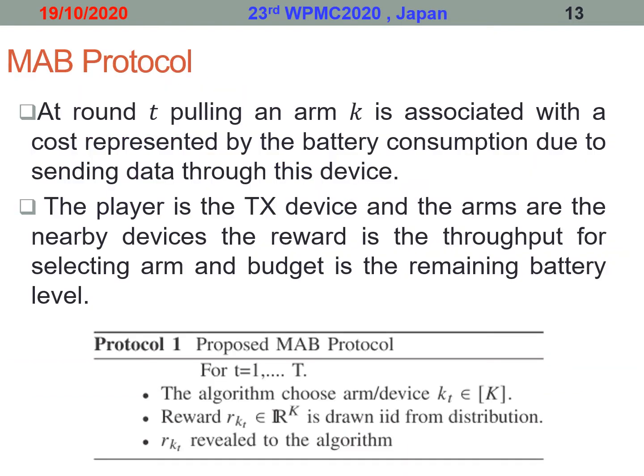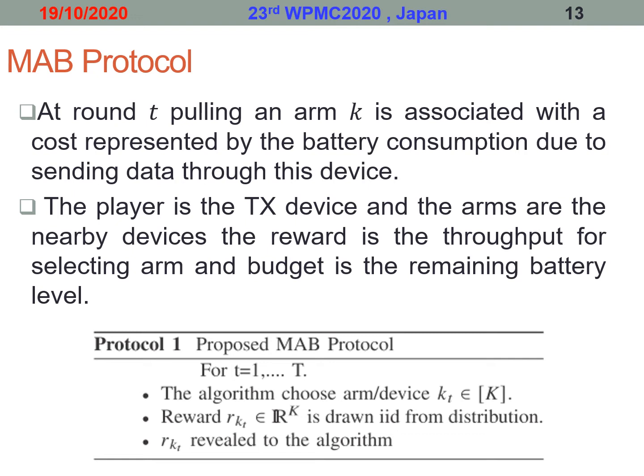Our multi-armed bandit protocol consists of the following: at round T we will pull an arm or device K that is associated with a cost, which is the battery consumption due to sending data through this device. Hence, generally the player of the bandit will be the transmitter or central device, the arms will be the nearby devices, the reward will be the throughput for selecting an arm, and the budget is the remaining battery level. So this figure is the proposed MAB protocol for T equals 1 to the time horizon capital T.